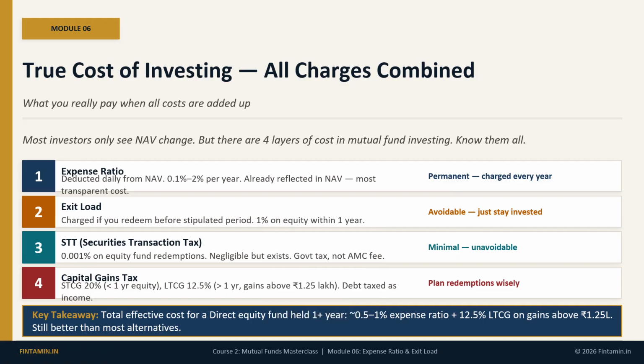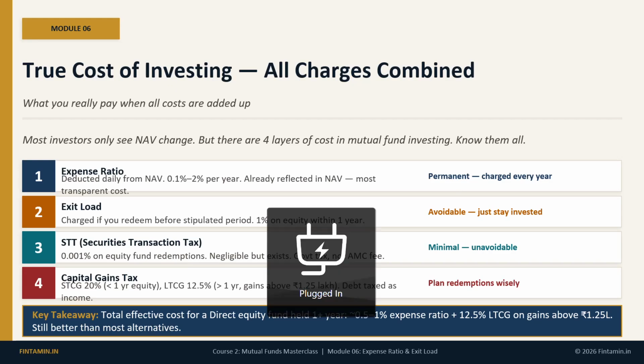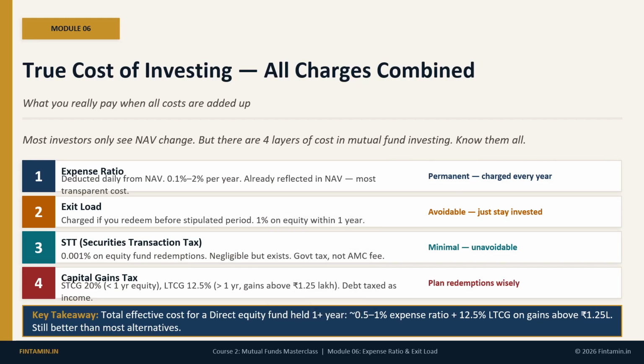Fourth is capital gains tax. STCG at 20% for equity held less than 1 year. LTCG at 12.5% on gains above 1.25 lakh for equity held more than 1 year. Debt funds are taxed at your income tax slab rate. The key takeaway: minimize expense ratio by going direct, avoid exit load by holding long enough, and plan your redemptions to minimize tax. These three actions alone can add lakhs to your final corpus.